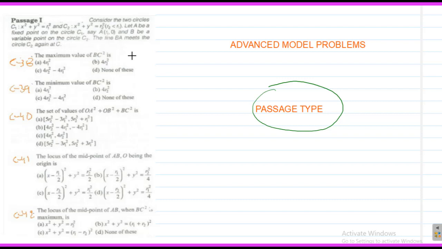So according to the information, first of all I want to draw the diagram. Here, problems 38, 39, 40, 41, 42 are given. We need to solve these problems by using this information. First of all, I want to draw the diagram for this.